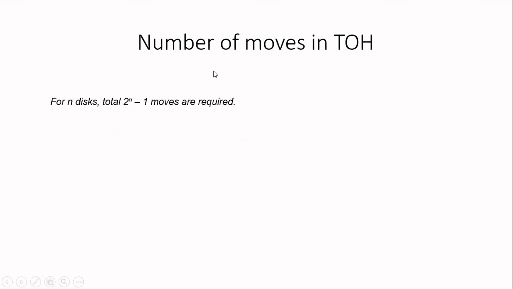So if you have a Tower of Hanoi problem with n disks, the total number of movements involved is 2 power n minus 1. Here n is 3. So 2 power 3 minus 1. 2 power 3 is 8. 8 minus 1, 7. 7 moves are required for a Tower of Hanoi problem with 3 disks.